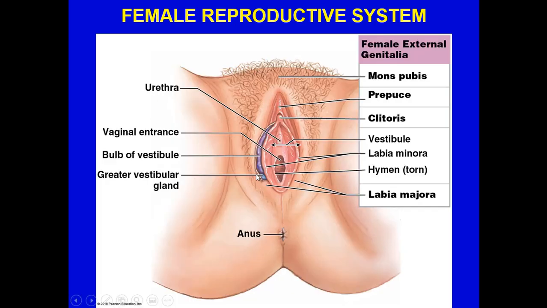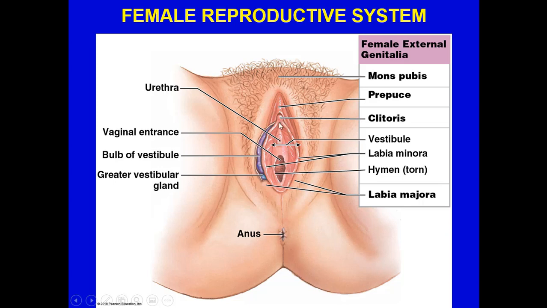So here would be the bulb of the vestibule, the vaginal entrance over here, the greater vestibular glands lower here, the labia majora and the labia minora up here. So this is the majors part. This is the mons pubis, okay?